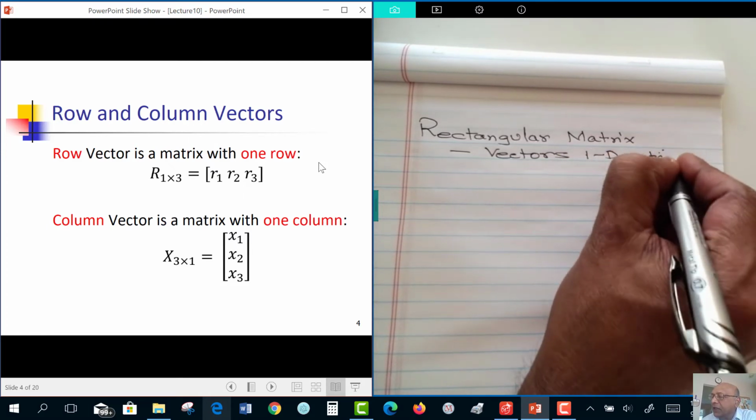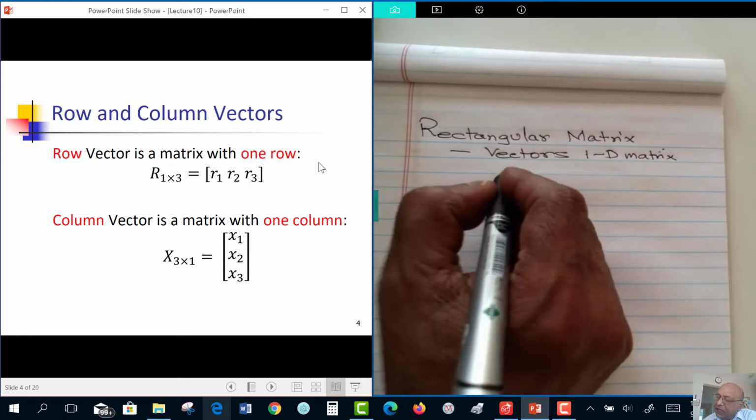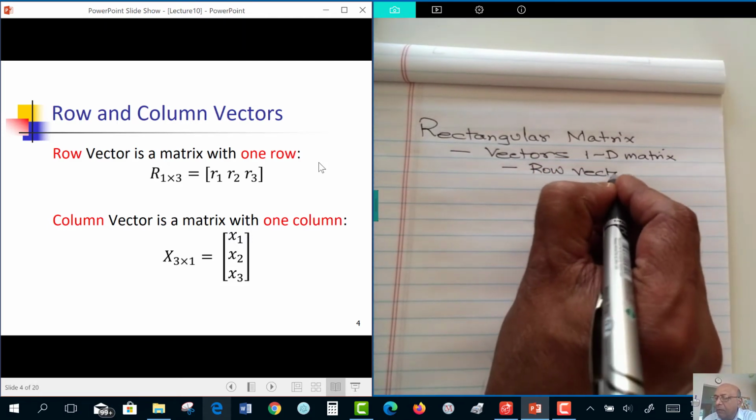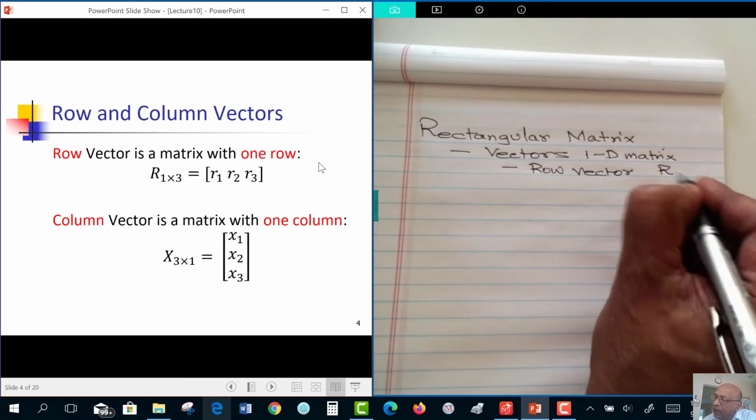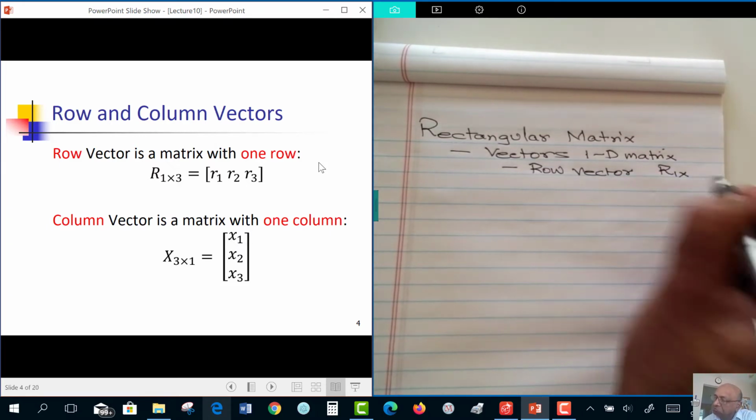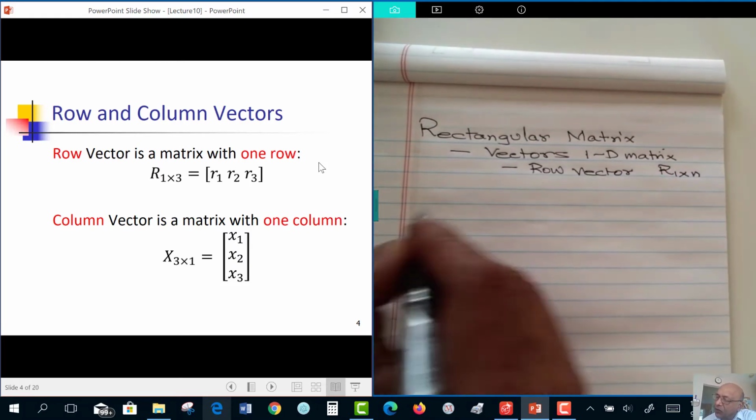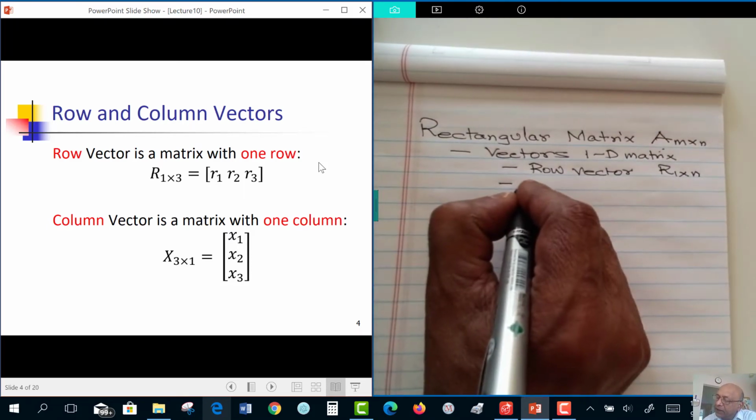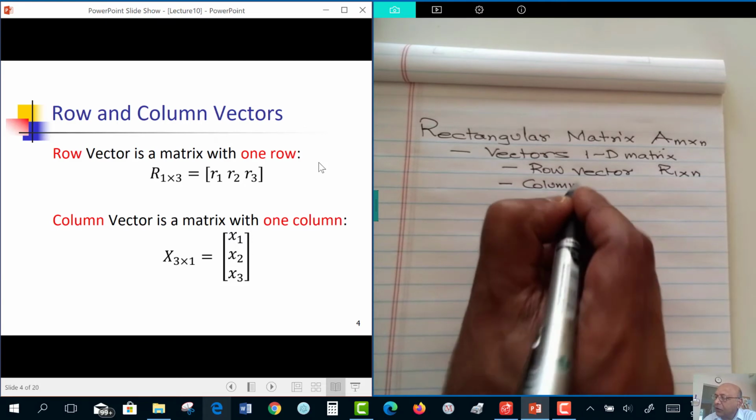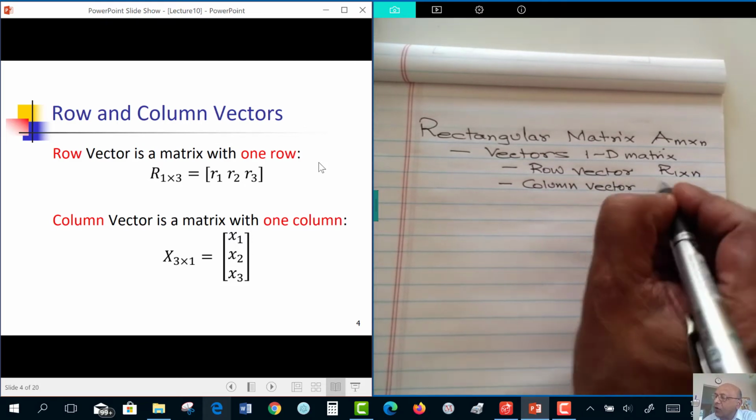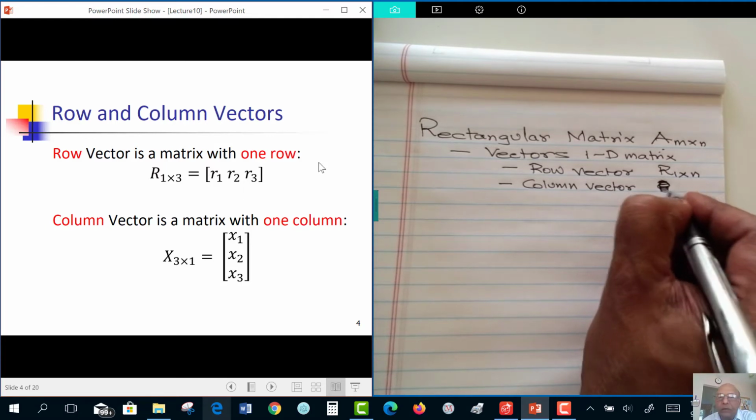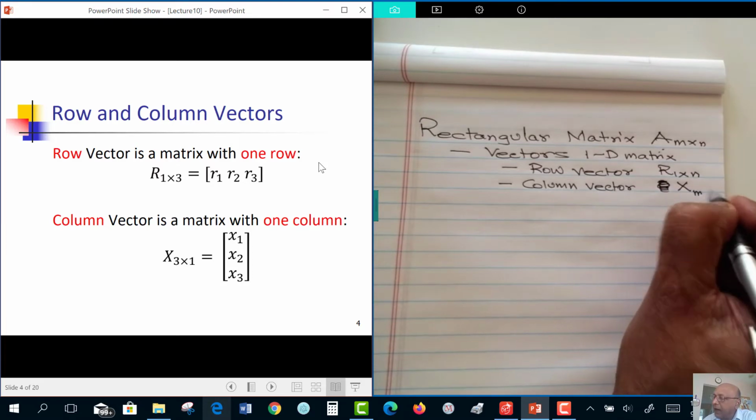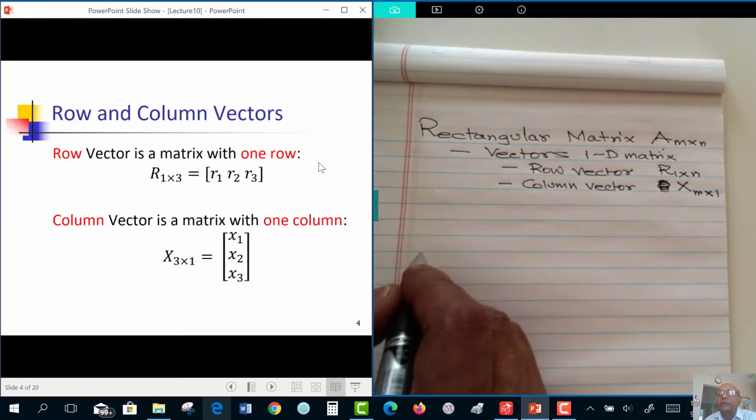So if it is one-dimensional, it can be horizontal, in which case we call it a row vector. So a row vector has one row and can have many columns, as many as we want. Another special case is a column vector. So a column vector, as the name implies, has one column. So we'll call it X, and it has m rows and one column.